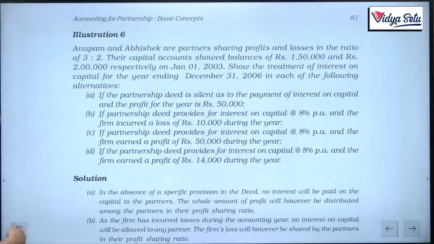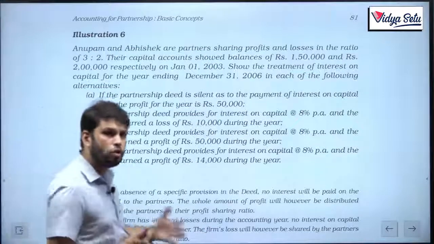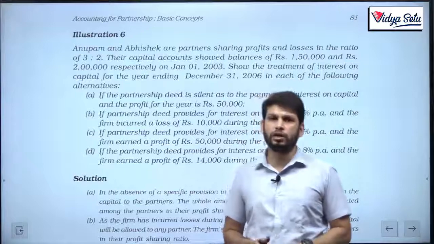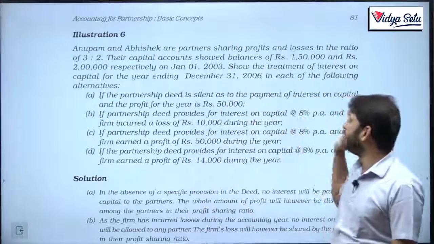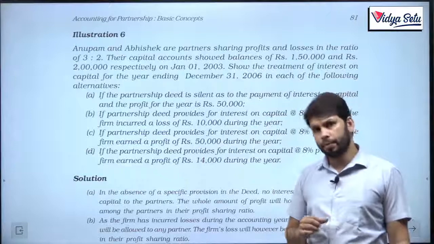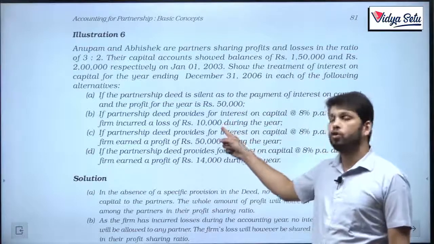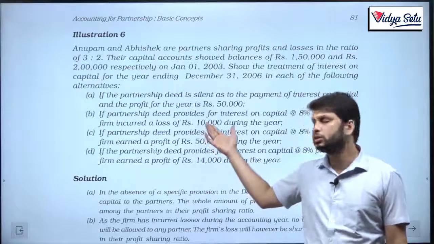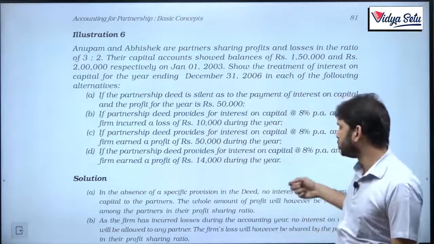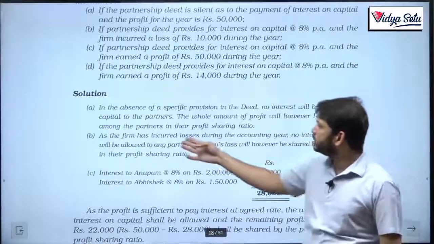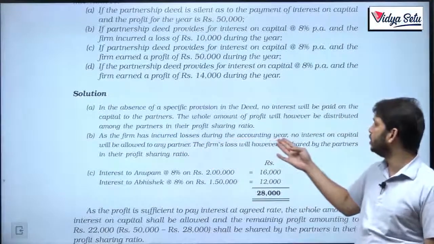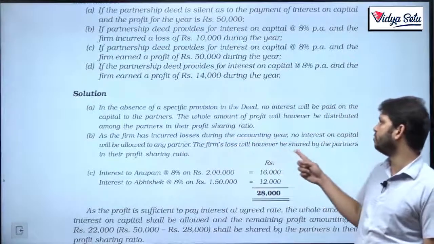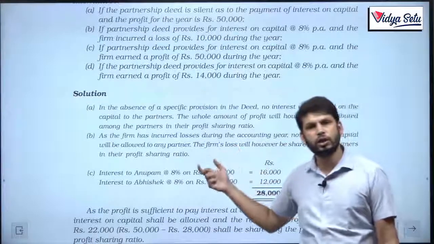The second one: if the partnership deed provides for interest on capital at 8% per annum and the firm incurred a loss of 10,000. We just read that if there is a loss, there is no question of giving interest on capital, even if the deed provides for it. This loss will be distributed in the profit sharing ratio, which is 3:2, so 6,000 and 4,000. As the firm has incurred losses during the accounting year, no interest on capital will be allowed to any partner. The firm's losses will, however, be shared by the partners in their profit sharing ratio.